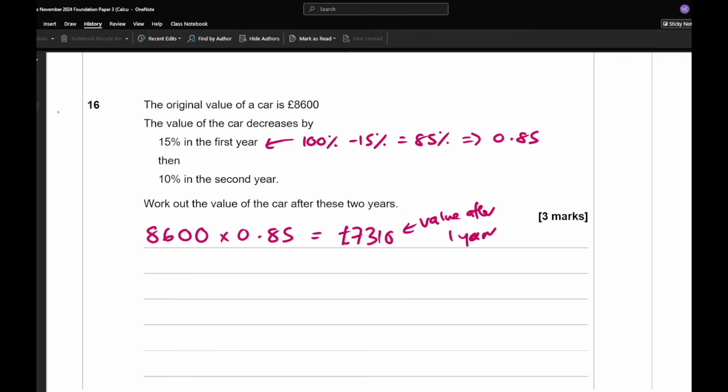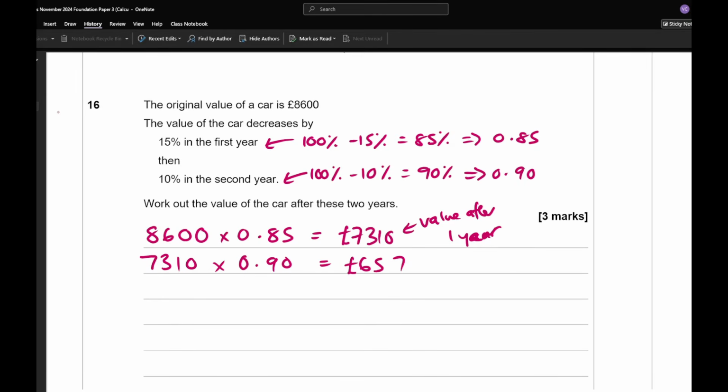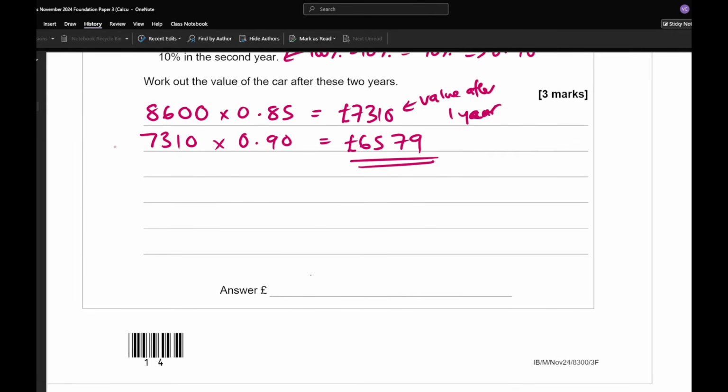And then to work out the second year, I'm going to do 7,310 multiplied. Again, if I do the same calculation, starting with 100%, take away 10%, that gives me 90%, and that as a decimal is 0.90. So multiply that by 0.90, and I get an answer of 6,579. So then I just scroll down and just write 6,579.